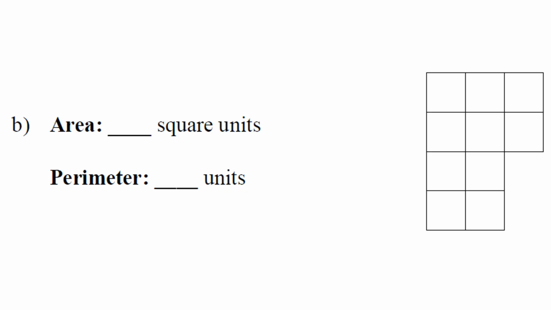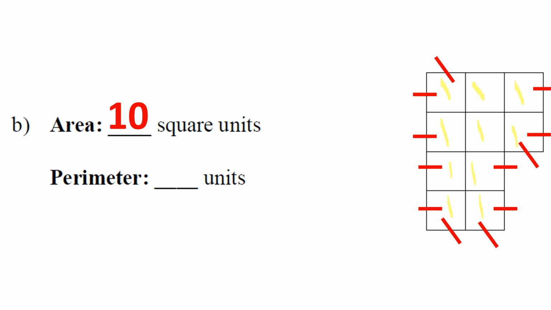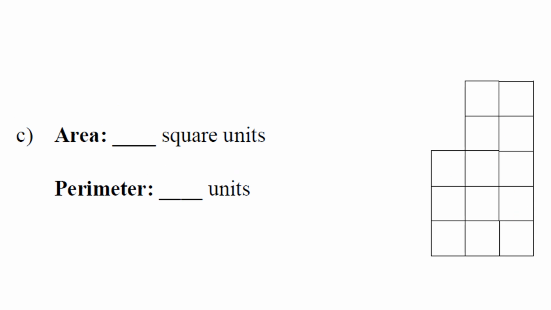Find the area. Let us count. 1, 2, 3. Another 3 will give me 6. Here we have 4. 6 and 4 is 10. The perimeter, we're gonna move around the figure. 1, 2, 3, 4, 5, 6, 7, 8, 9, 10, 11, 12, 13, 14. So 14 units. I want you to pause the video before I show you the answer.